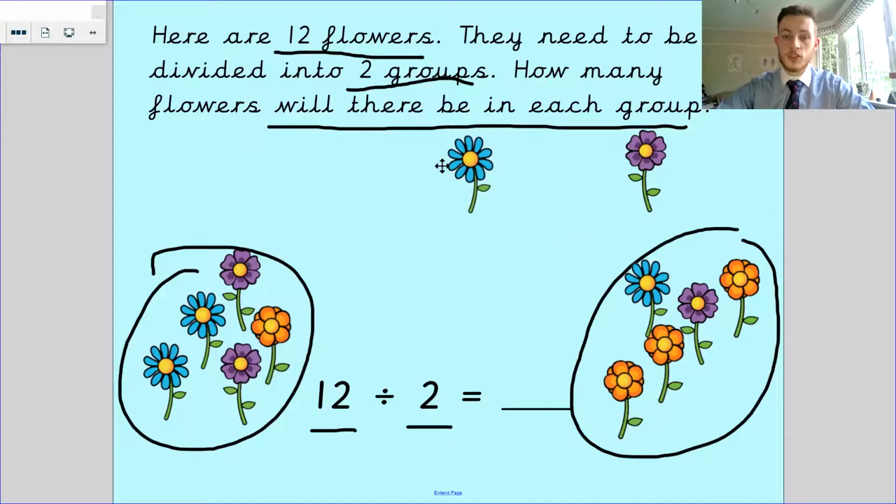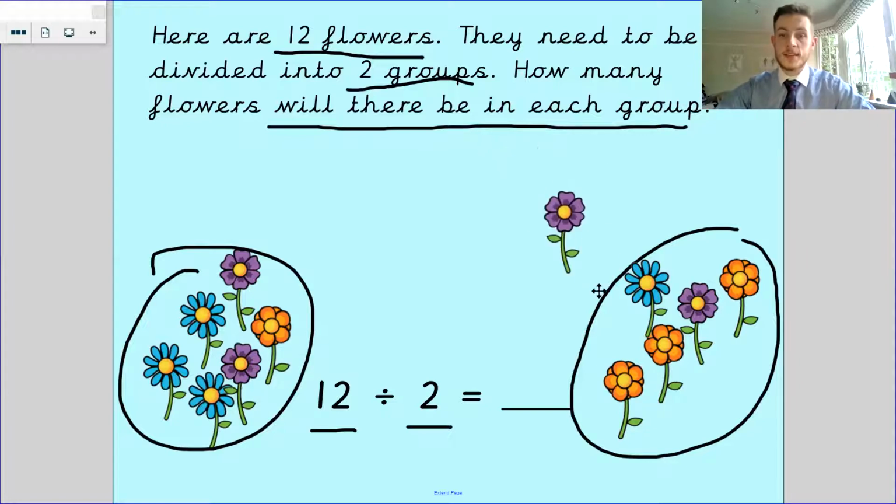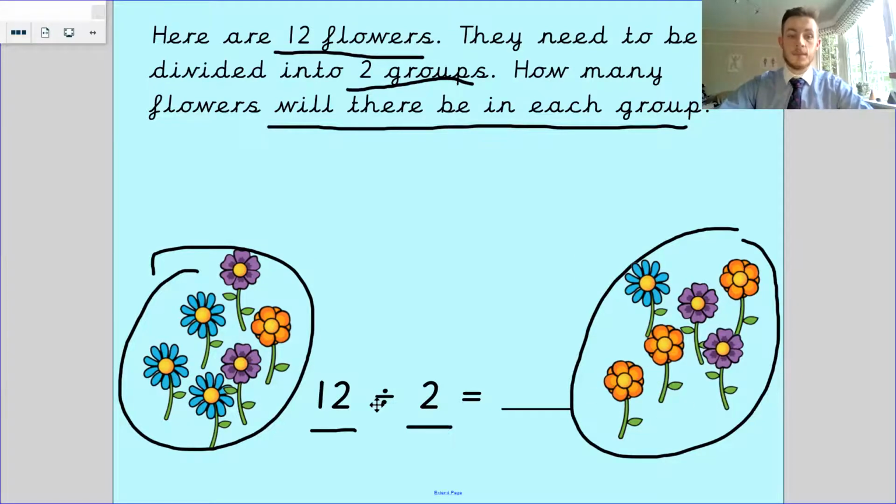Right, I've got 2 flowers left. I need to keep sharing because I've not finished the flowers. 1 in that side and 1 in this side. Okay, I've got no more flowers now. So I've shared all 12 of them. There was 12 up here. I know I made a mistake twice, so that's my fault. There were 12 there, and I've shared them into 2 equal groups.